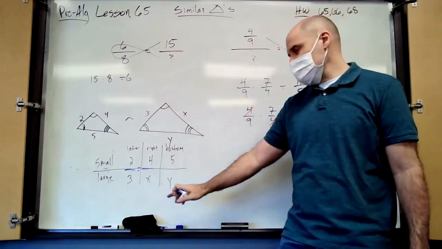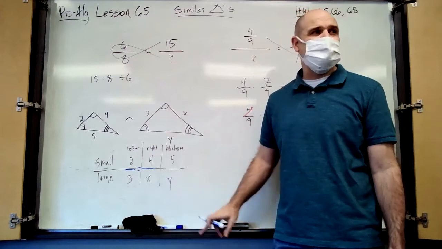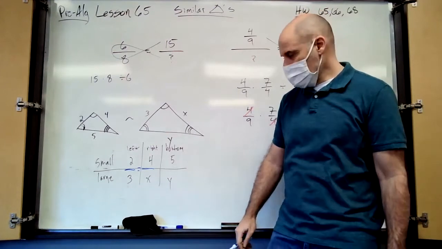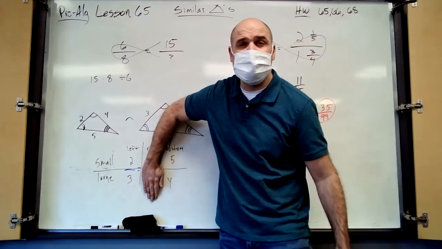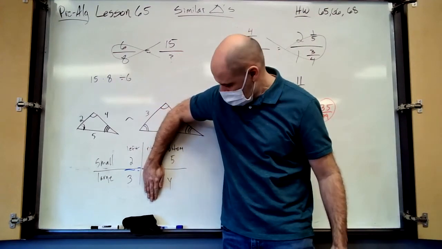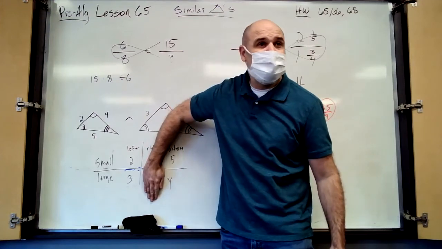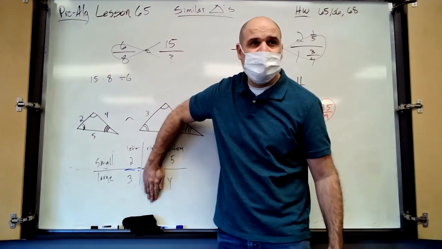So now that you know that this is 6, can you figure out what Y is? Or you could do this. Look at that proportion. Do you see it? 2/3 equals 5 over Y. 15 divided by 2 is 7.5.